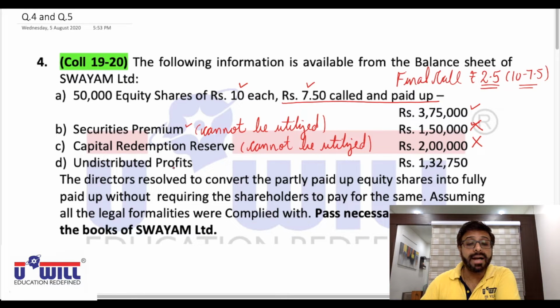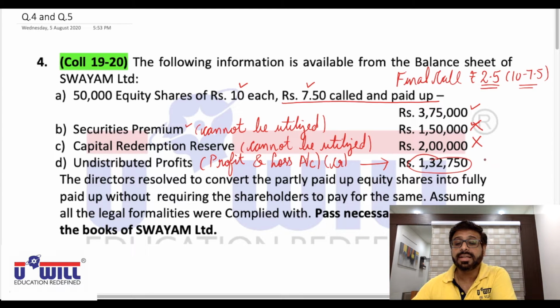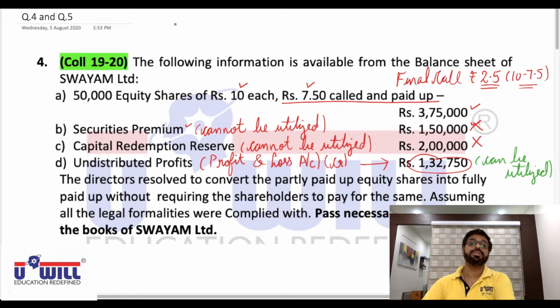Now what do you mean by undistributed profits? Profit and loss account balance. Undistributed profits means profit and loss account credit balance. That is 1,32,750. This is the only one, I am writing in green. Green means can be utilized. This is the only reserve which can be utilized for partly paid bonus shares.